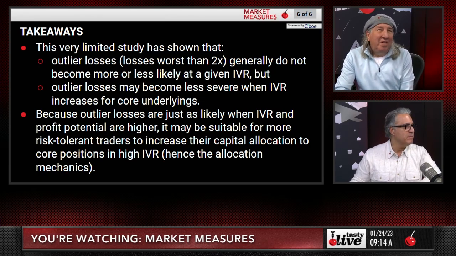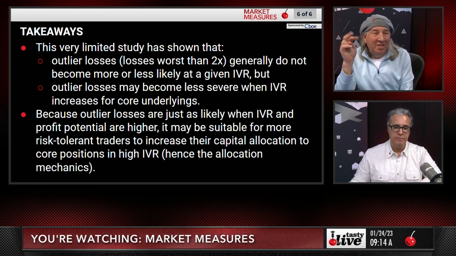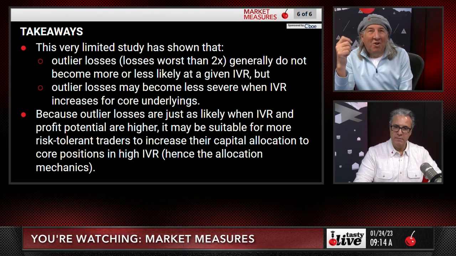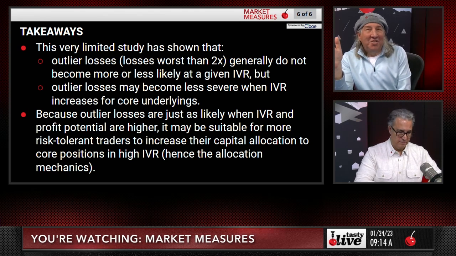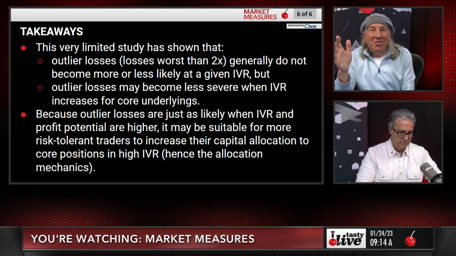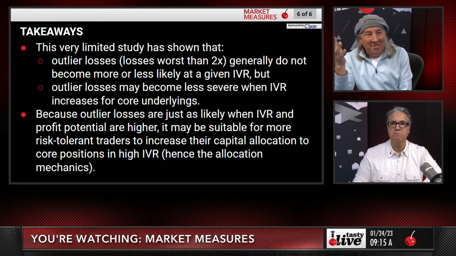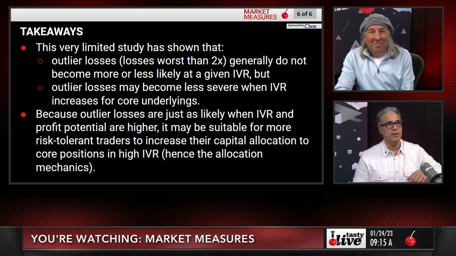This is a very limited study that has shown that outlier losses worse than 2 times the credit received generally do not become more or less likely at any given IVR. But outlier losses may become less severe when IVR increases for core underlyings. Because outlier losses are just as likely when IVR is high and potential profits are higher, it may be suitable for more risk-tolerant traders to increase their capital allocation to core positions in high IVR, hence the allocation mechanics. That's the whole thing in a nutshell. Very good study. I appreciate the research team going through that.